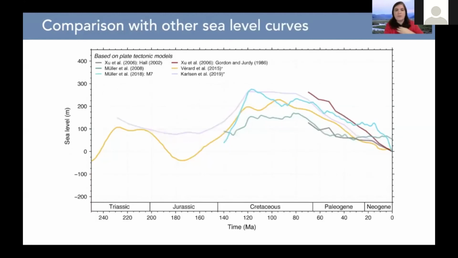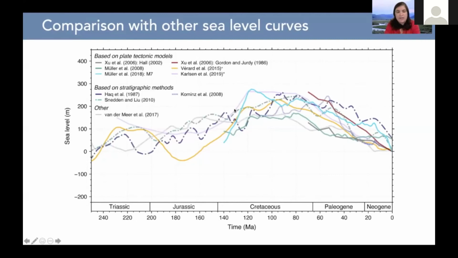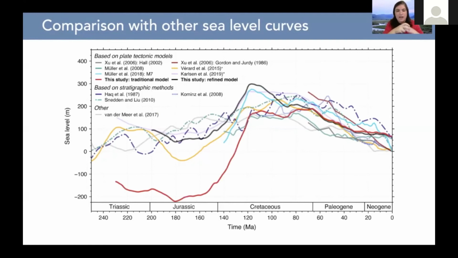And if we wanted to compare these with other sea level curves, I've plotted here the sea level curves that are based on plate tectonic models. So you can see various ones plotted here, including some of our own. And then I've plotted here ones that are based on stratigraphic methods. I know that these aren't strictly stratigraphic models because, for example, Haq has a seafloor spreading component to his curve, but they're mainly based on these stratigraphic methods. And then we can plot our ones on top there.